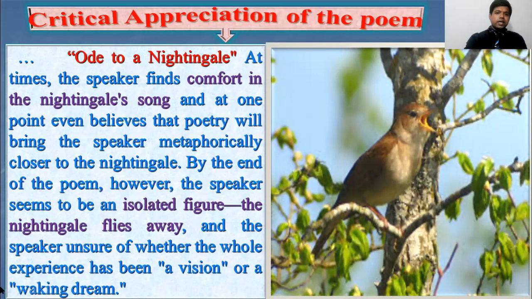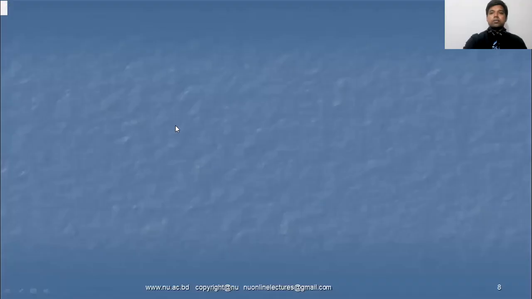So here in the poem you have a shifting of thought of the writer, because at the very beginning the speaker or the poet finds comfort in the nightingale's song, but at another point the writer says that the song of the nightingale will be fading, and then the speaker will be an isolated figure. The nightingale flies away, and then death will be the best company of the writer. Such a shifting of thought you will find in the poem. And at last you will ask, is it a vision or a waking dream?